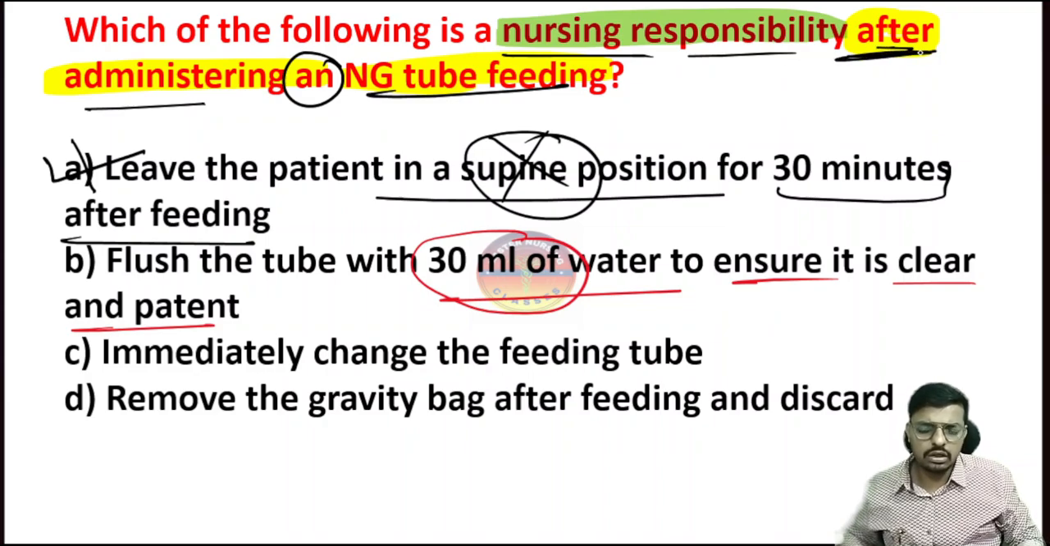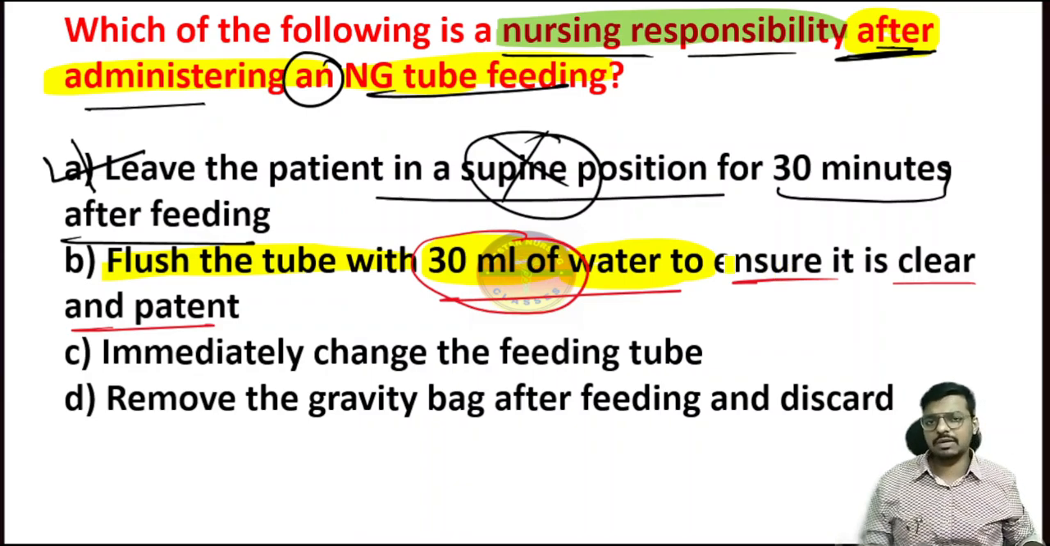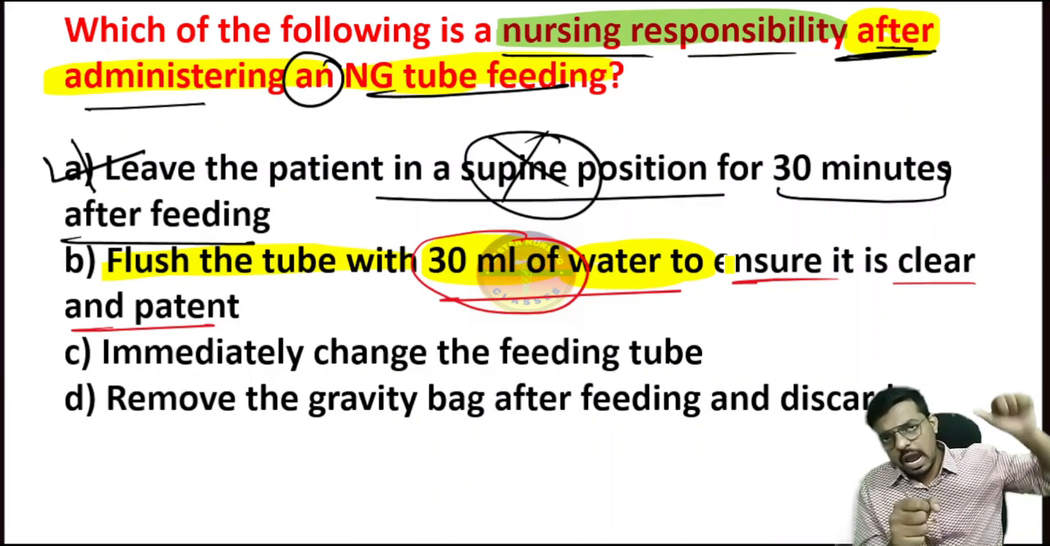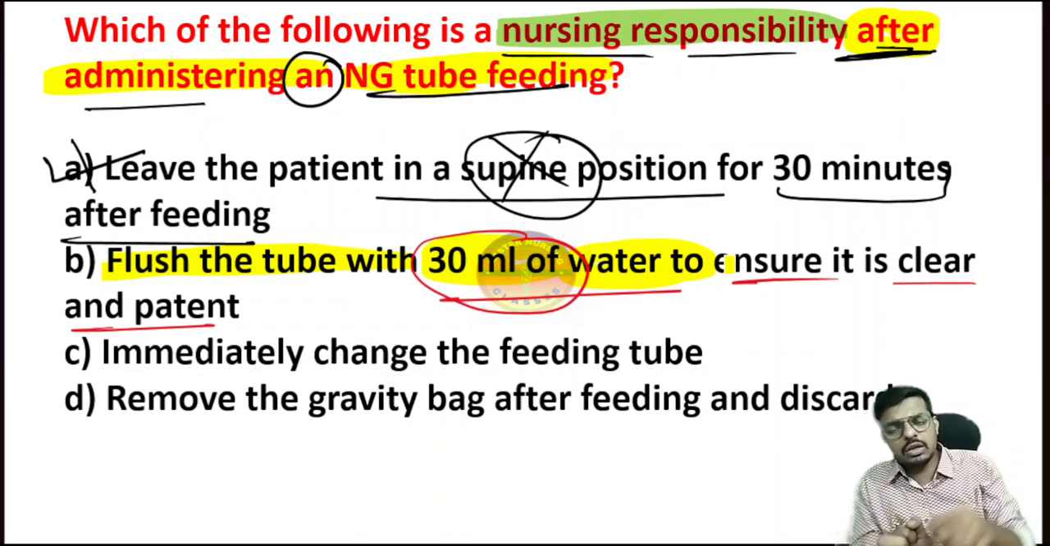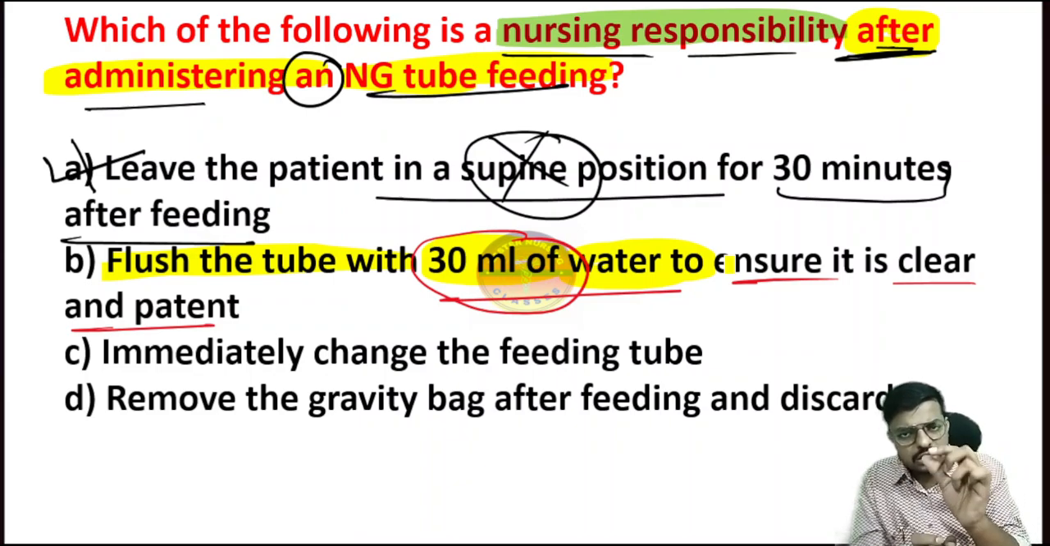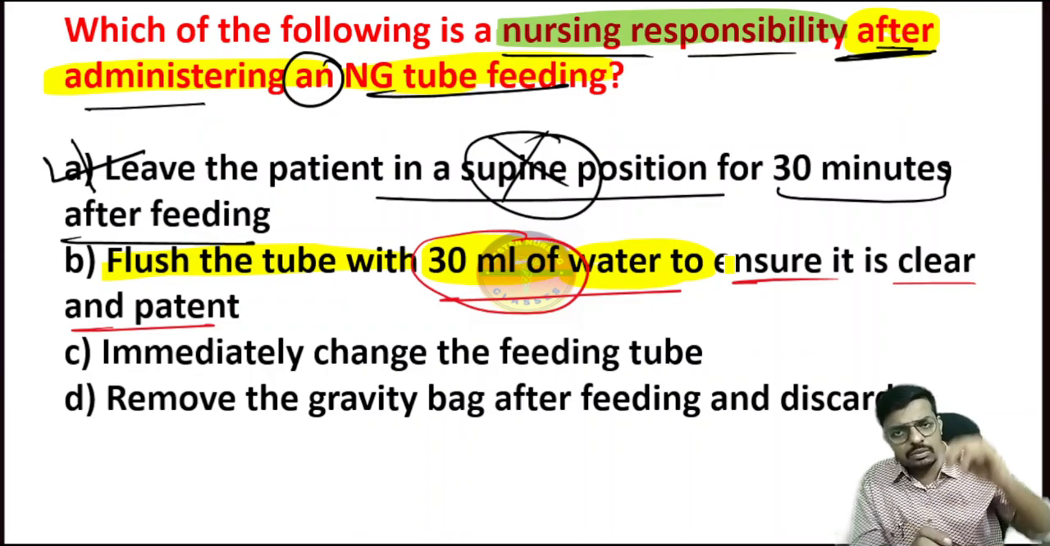Every time you give the feed, you have to flush the NG tube with at least 30 ml of normal saline or water to make the NG tube clear. Consider some ragi ganji you are giving through the NG tube. If you have not given the flush, the ragi in the NG tube will crystallize. It will get tight and block the NG tube.